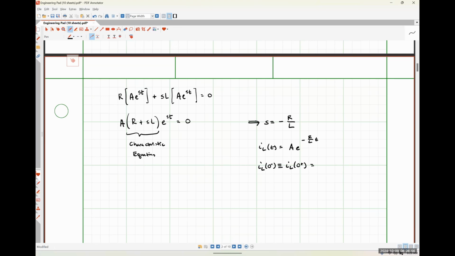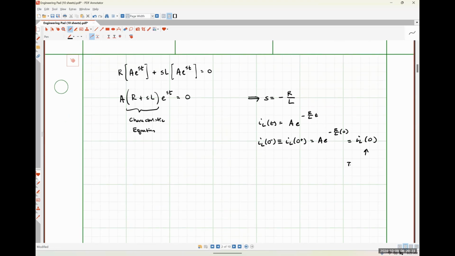So if we were to plug in t is equal to 0 into A E to the negative R over L at 0, we find out that A is simply equal to whatever value our inductor current had at t is equal to 0. So this is our initial condition on the system. Okay.